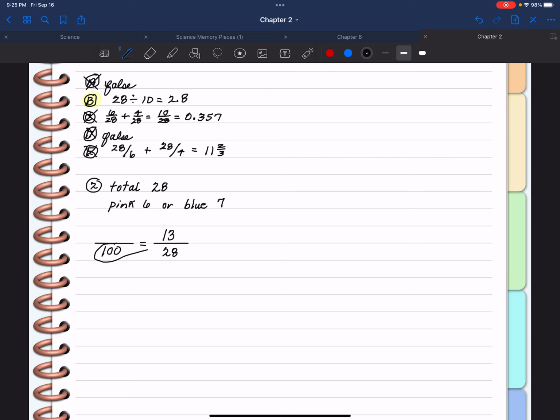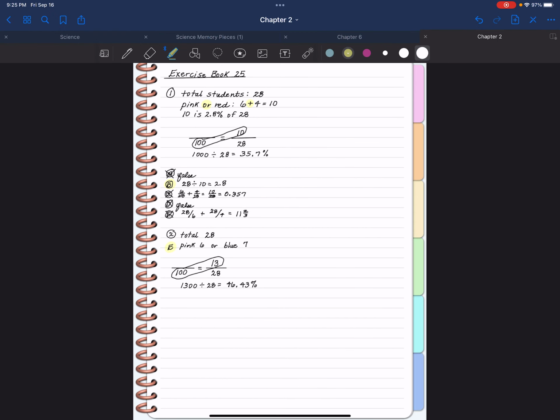And we can finish this problem. So we have 1,300 divided by 28, which is about 46.42, or 46%. So I'm going to go with E, about 46%. And that is the answer to that one.